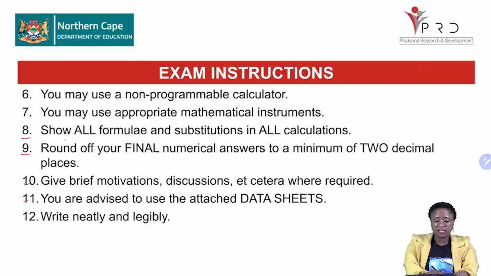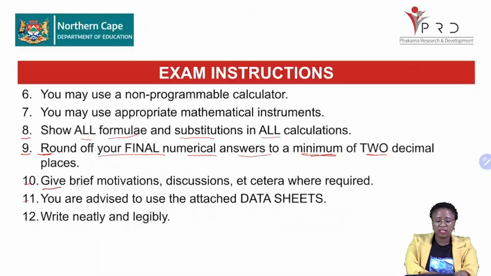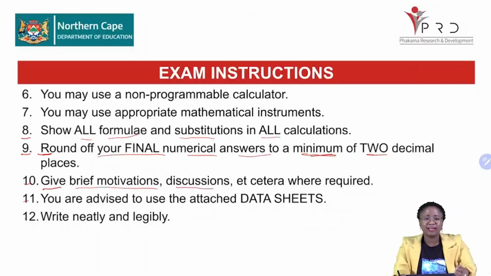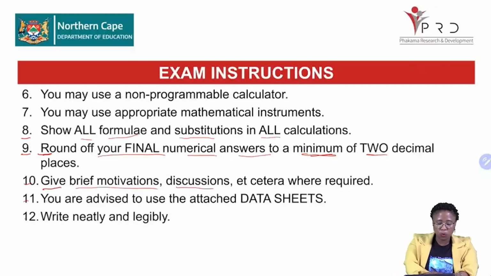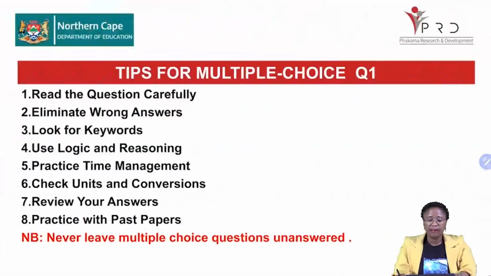Now, instruction number 8 says, show all your formula and substitutions in all your calculations. Number 9 says that round off your final numerical answers to a minimum of 2 decimal places. That one is very important, and you must give brief motivations, discussions, etc., where you are required to do so. And number 11, you are advised to use the attached data sheet. So it's very important that you use the data sheet that will be attached on your question paper. And lastly, make sure that you write neatly and legibly. Okay, very much important. Now, let's quickly jump onto the structure of the question paper.